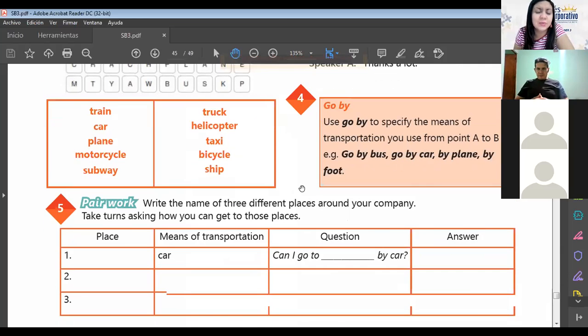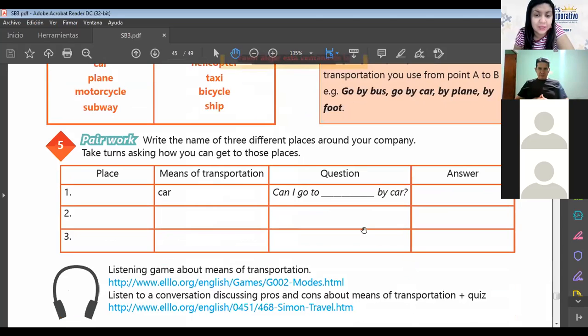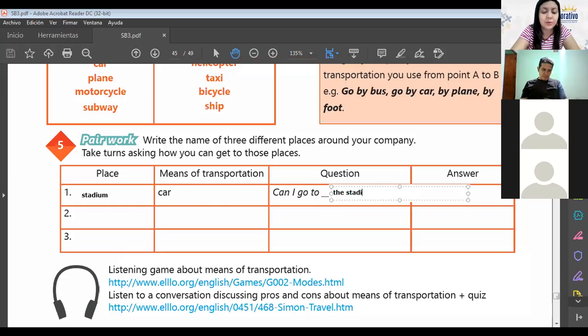Now you're gonna write the name of three different places around your company, around your work. Maybe the supermarket, maybe a hospital, maybe a drugstore or pharmacy, maybe a gas station. So you write three places around the place of your work and take turns asking how can you get to those places. An example, I'm gonna write here an example. There is a stadium near my place of work, stadium, okay? Means of transportation car. The question, can I go to the stadium by car? Yes, you can.